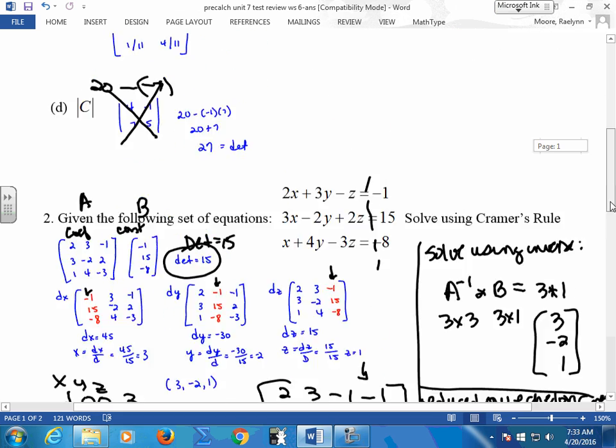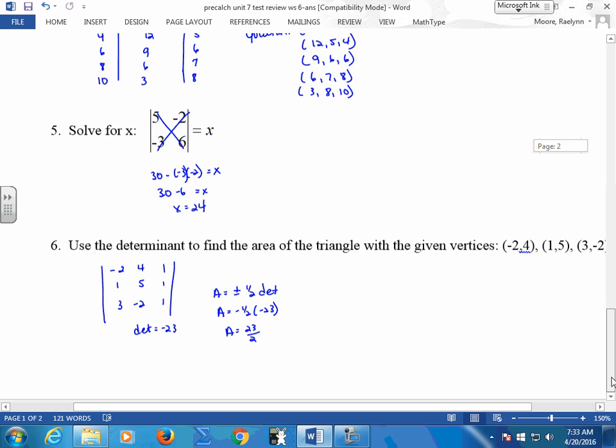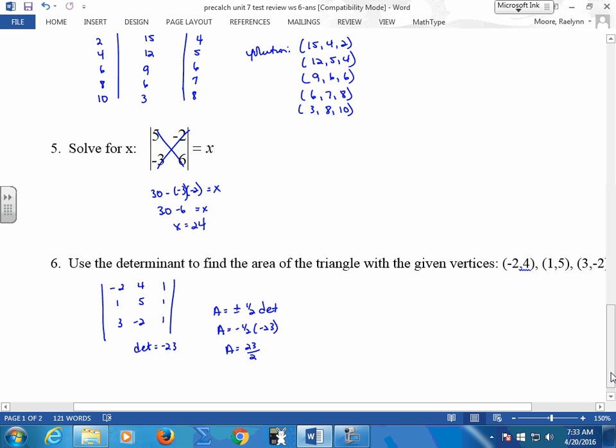And did I give you the determinant one down here? Okay. Solve for x. How do I know what they're asking me to do? What do those bars mean? Determinant. So you're going to multiply 5 times 6 minus -3 times -2 is +6. There's your determinant, 24.